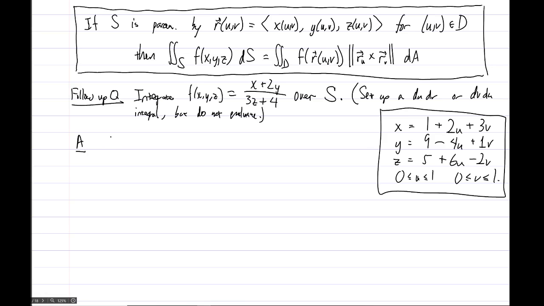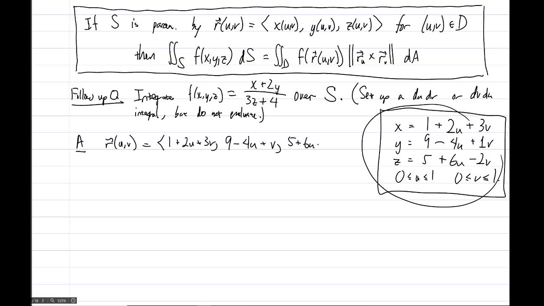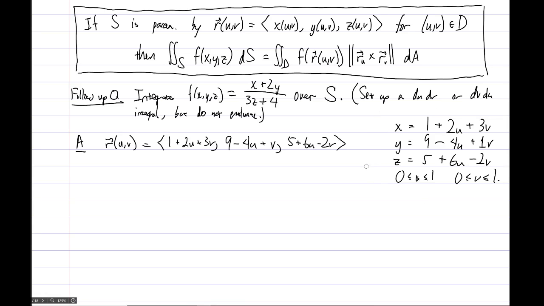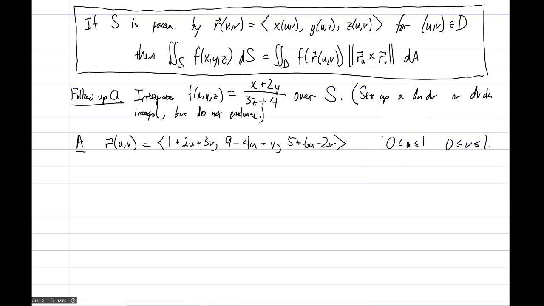So first, we need the information of the parameterization repackaged as a vector function. So r of u comma v, we're really just looking over here to get this, and we're going to have the vector 1 plus 2u plus 3v, comma 9 minus 4u plus v, comma 5 plus 6u minus 2v, and we see that u and v both go from 0 to 1, so we can just borrow that information here, and this information is our parameter domain information, capital D.